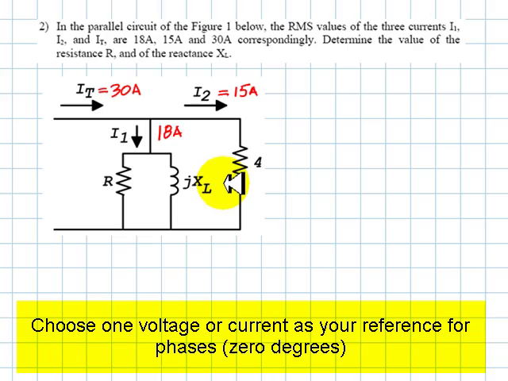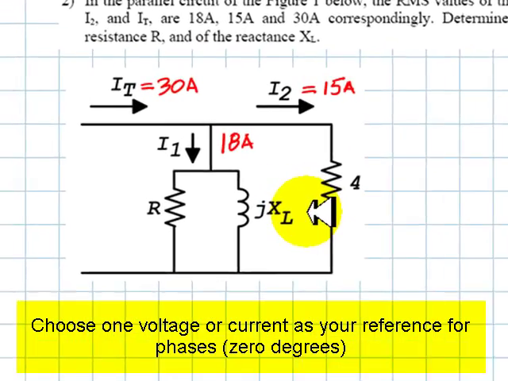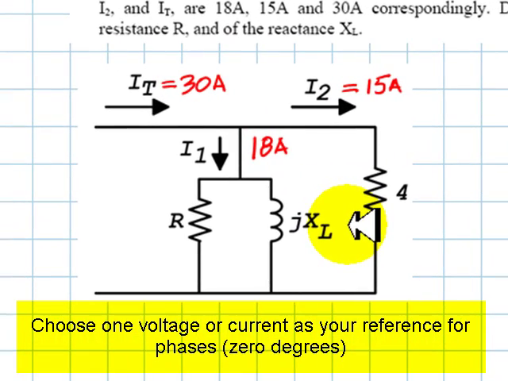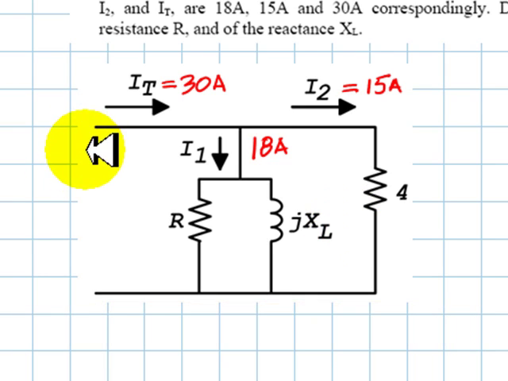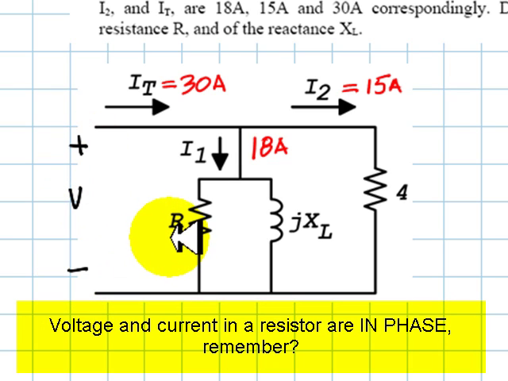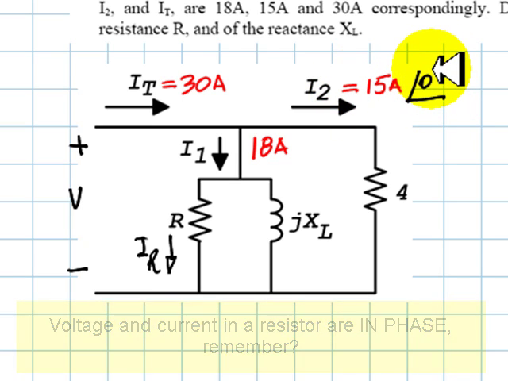In every phasor problem, we choose one voltage or one current as the reference for angles, as the 0 degrees phasor. In this case, I'm going to choose this voltage as the 0 degrees phasor. That means that voltage has 0 degrees. The current in this resistor, which I'm going to call IR, also has 0 degrees because it has to be in phase with that voltage. The current in this resistor, which is I2, also has 0 degrees for the same reason.